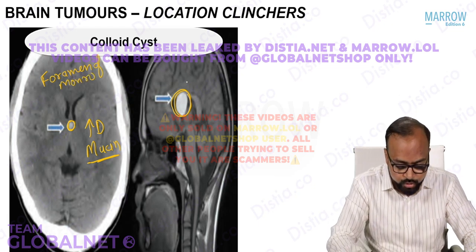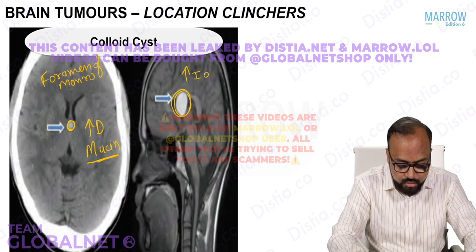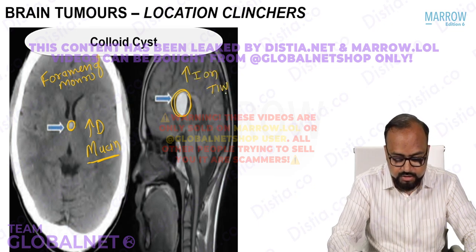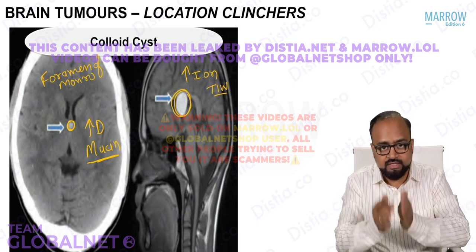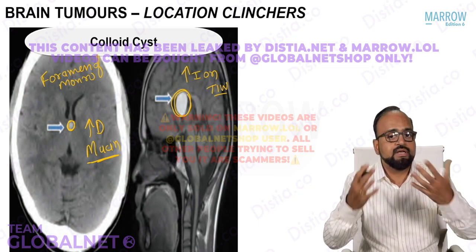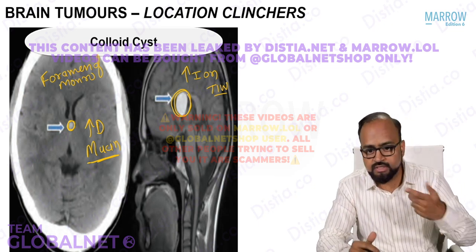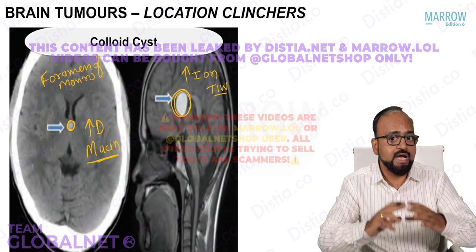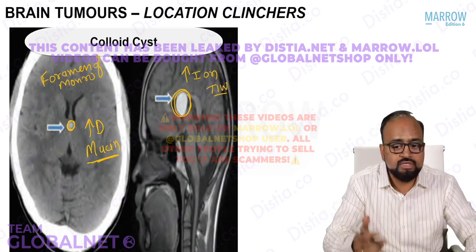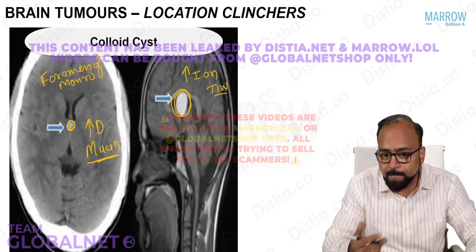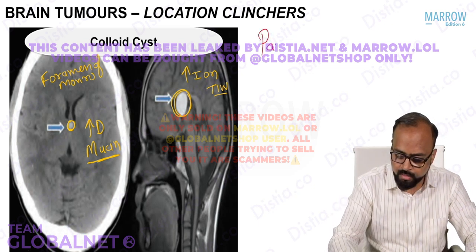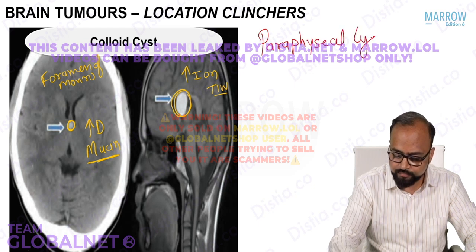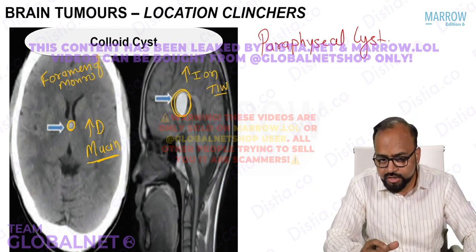It contains mucin, so it also appears hyperintense on T1 weighted images. It creates an obstruction to the flow of CSF. It is at the foramen of Monro, compresses it, so lateral ventricles, they get dilated. Usually complete surgical excision is the treatment. So because they cause hydrocephalus, presenting with headache, all these are very typical features of colloid cyst or a paraphyseal cyst. A colloid cyst is also called a paraphyseal cyst. So this is what a colloid cyst is.